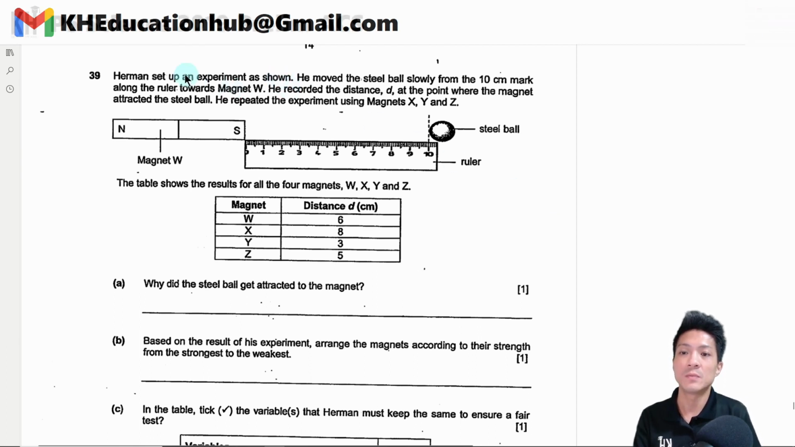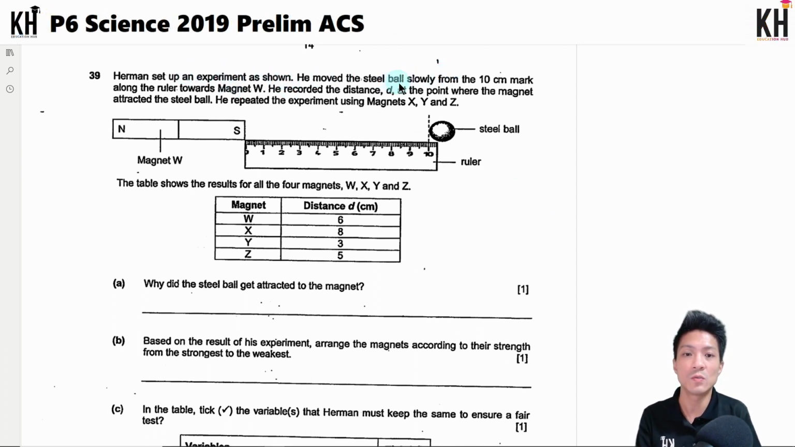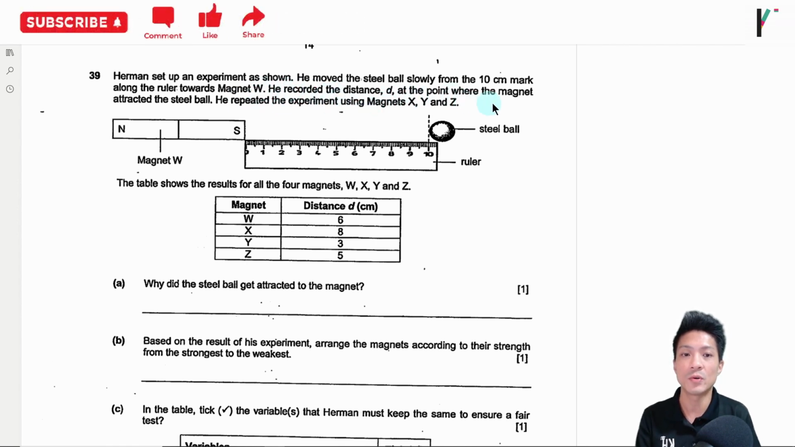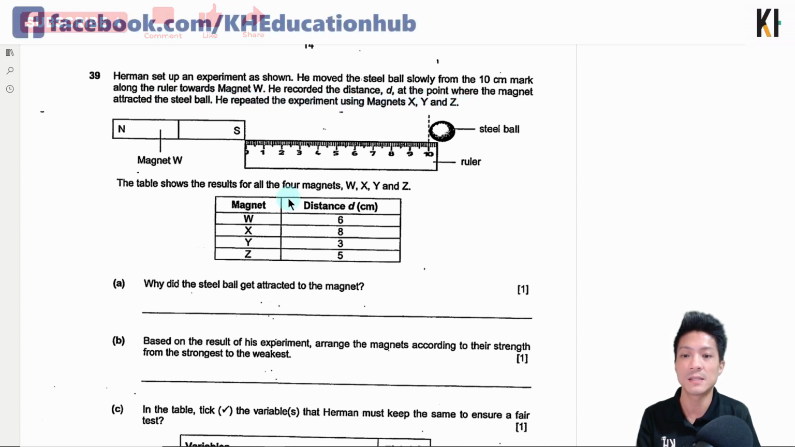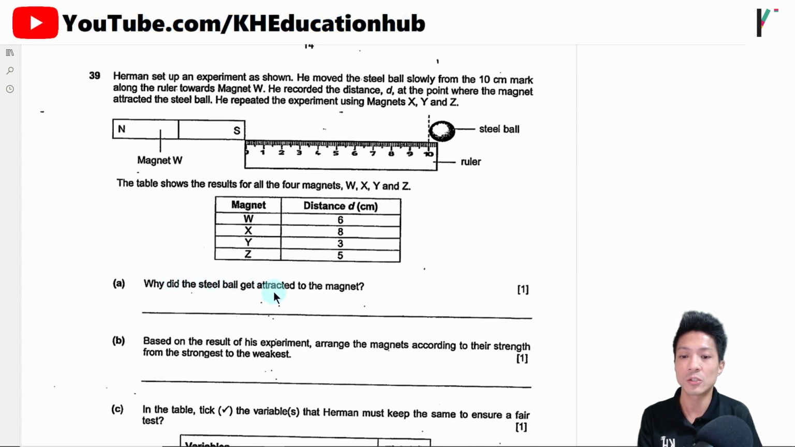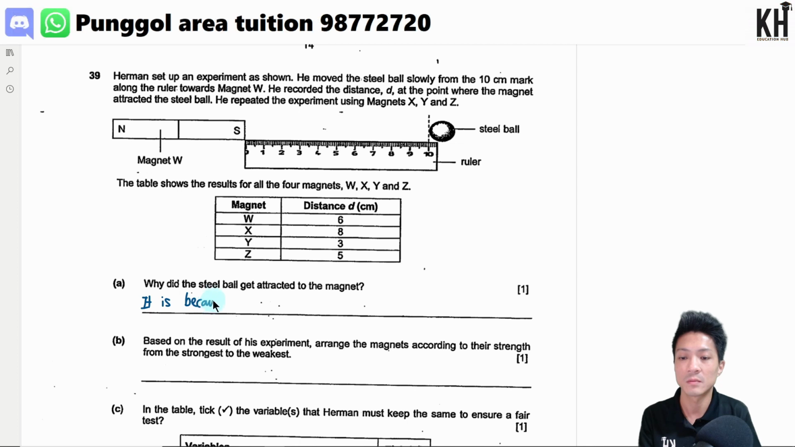Question 39. Herman set up an experiment as shown. He moved the steel ball slowly from the 10 cm mark along the ruler towards magnet W. He recorded the distance d at the point where the magnet attracted the steel ball. He repeated the experiment using magnets X, Y, and Z. The table shows the results for all the 4 magnets W, X, Y, and Z. Why did the steel ball get attracted to the magnet? So in this case it is because steel is a magnetic material.